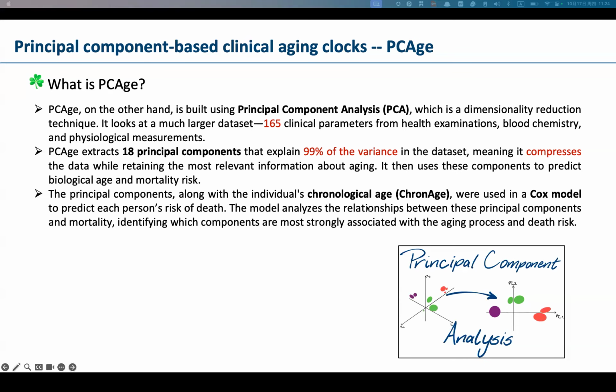So basically, they use those 18 principal components plus chronological age. So this is different from PCH, right? From age. Yeah, chronological age. It says the year. Chronological age, the real age. Yeah, your age, number of years. Yeah, the one on your ID. Yes. Okay.